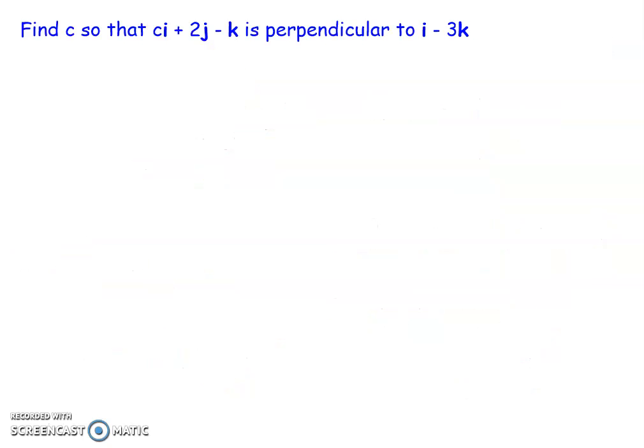Third question was: find c so that ci + 2j - k is perpendicular to i - 3k. Now remember, for two vectors to be perpendicular, the property is that a dot b equals 0. So if I label this vector as a, this vector as b, and I do the scalar product between the two of them, my answer would be 0 for them to be perpendicular.